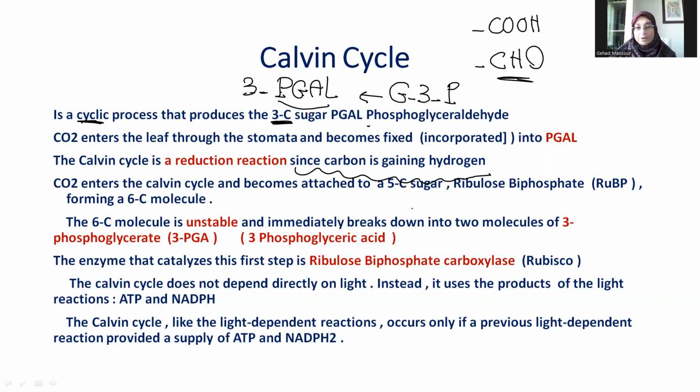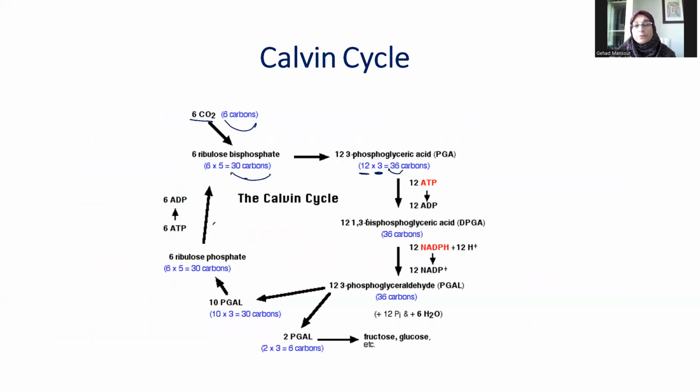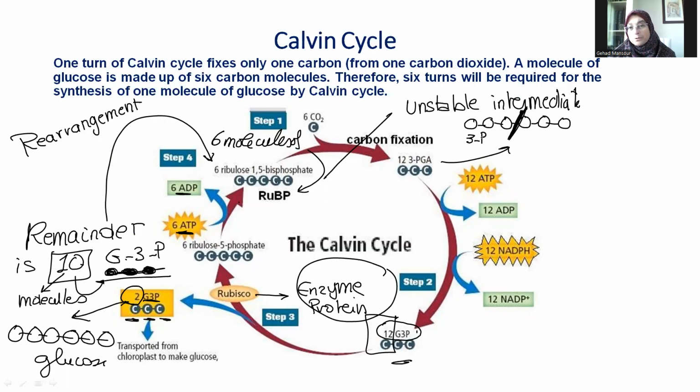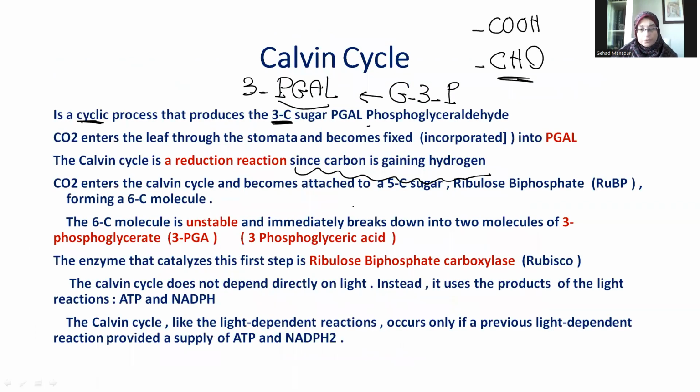Okay, here it is worth mentioning that before the formation of phosphoglyceric acid, there is an unstable intermediate, and that unstable intermediate is not seen on the Calvin cycle. It is made of 6 carbon atoms, but it's not seen because it's unstable. It doesn't stay for long, and it is immediately broken down into 2 molecules of 3-phosphoglyceric acid, which is this one, and that's why we don't write it on the cycle.